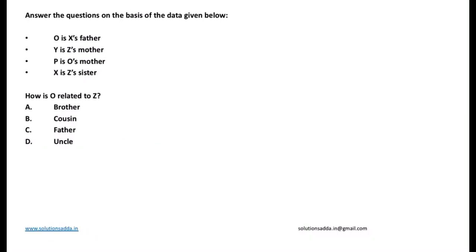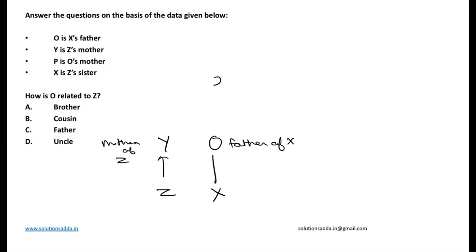This is an aptitude question based on blood relations. Answer the questions on the basis of data given below. O is X's father. Suppose X is a person. So O is father of X. Y is Z's mother. Suppose Y is also there and Z is there. So she is mother of Z. P is O's mother. So P is also a person and she is O's mother.